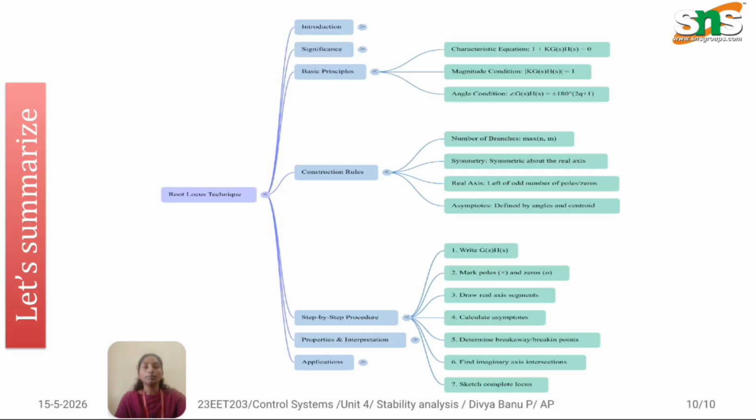So in this lecture, we have clearly explained the root locus technique, which is another method to determine the stability of the system, covering the basic principles and construction, and the steps to mark the root locus in a graph. The step-by-step procedure has been discussed. Coming to the properties and applications.